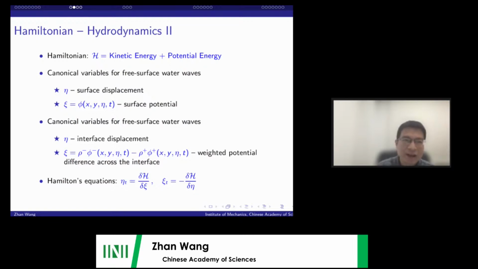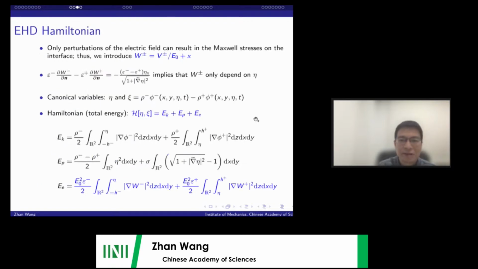It is very natural to guess that for EHD waves, the Hamiltonian is also the total energy, the sum of the kinetic energy, the potential energy due to gravity, the potential energy due to surface tension, and the potential energy due to the electric field. As mentioned before, only when the interface is perturbed does the electric field become active and contribute to the fluid motion. Thus, we can use the perturbed voltage potential as a main unknown. We can subtract the background electric field by introducing W as a new unknown.